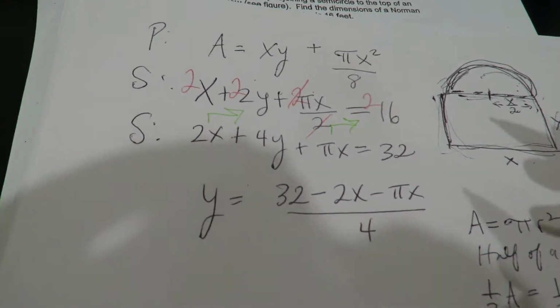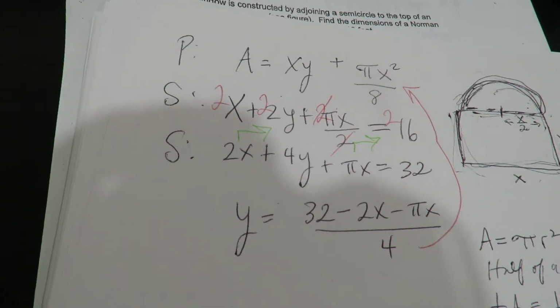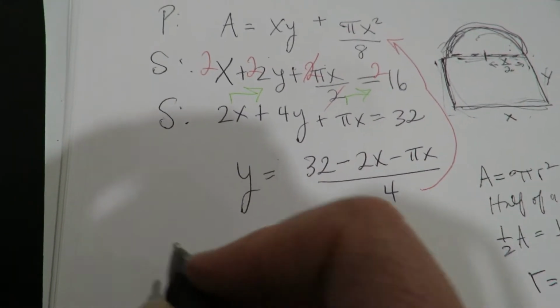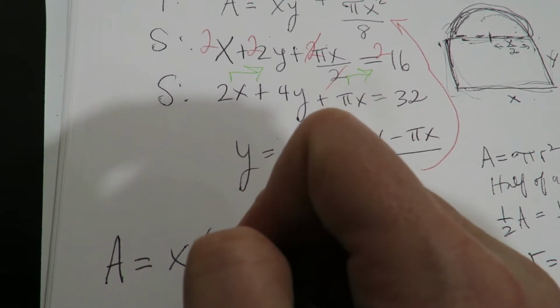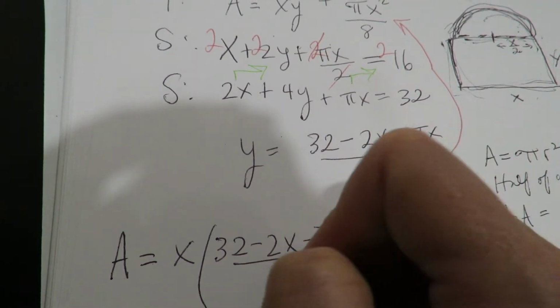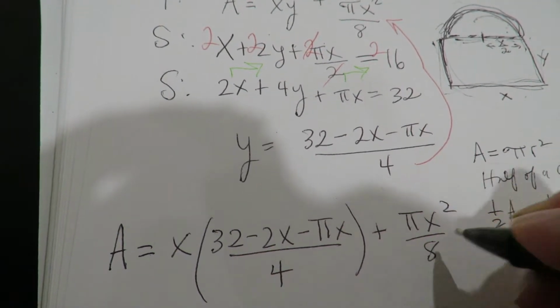And then I'm going to take this equation and plug it into the primary. Alright, so this is me plugging it into the primary. So A equals x times y, which is all this, plus pi x squared over 8.